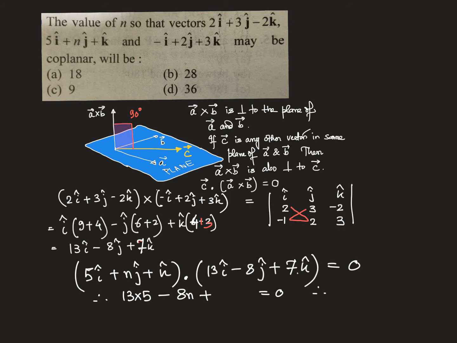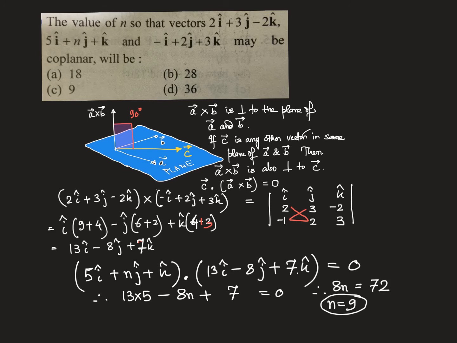So 13 into 5 minus 8n plus 7. Okay. So 8n is equal to 65 plus 7, which is 72. So what is the value of n? n is equal to 9. Right.